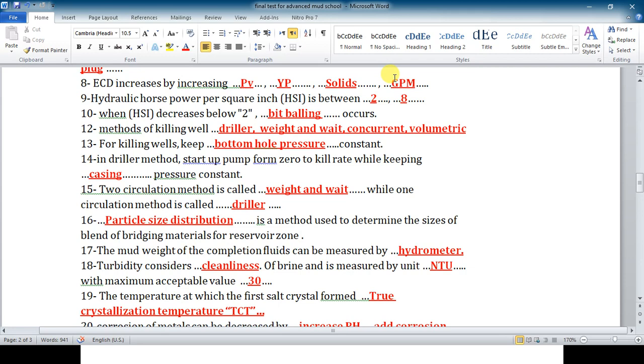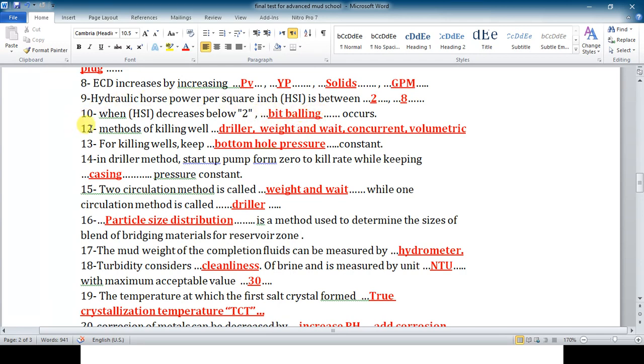Number nine, hydraulic horsepower per square inch is between 2 and 8. Number 10, when HSI, hydraulic horsepower per square inch, decreases below 2, what will happen? Bit balling will happen. Bit balling occurs.